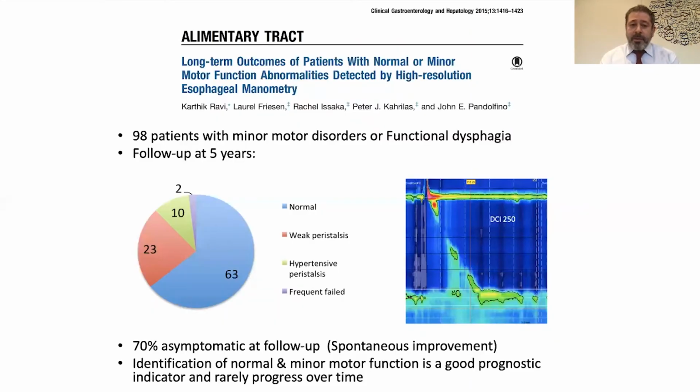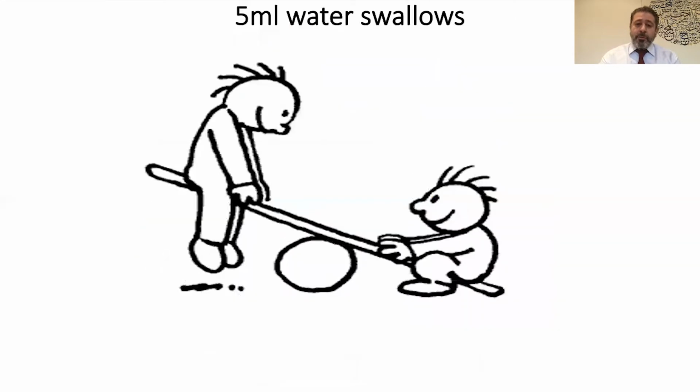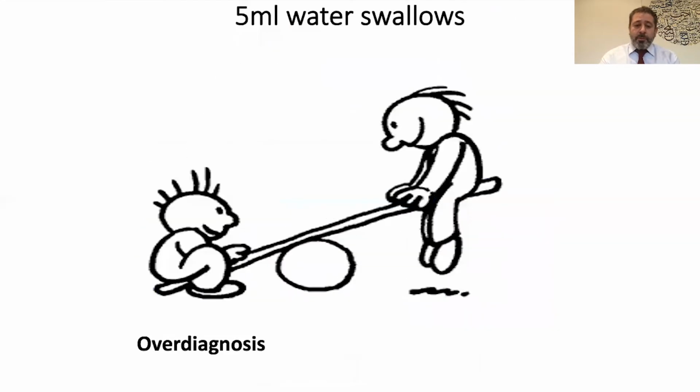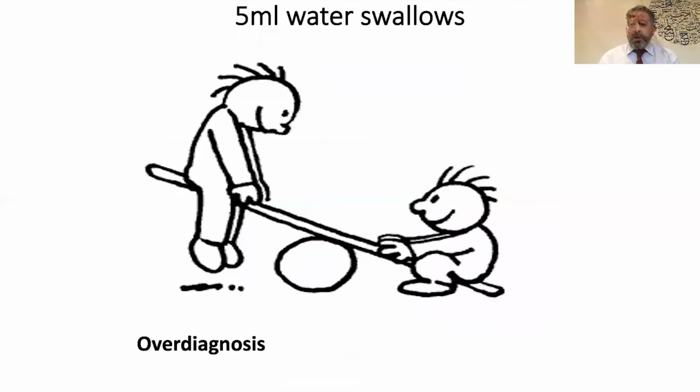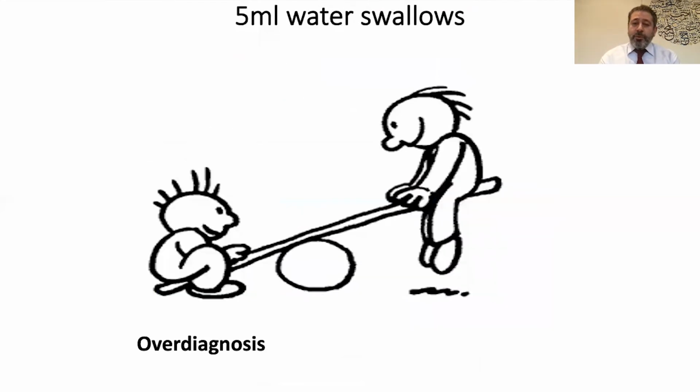And in fact, the Chicago group have already shown us that minor motor disorders commonly are a good prognostic indicator and are associated with either spontaneous resolution or a lack of progression over time. So how do we know where patients have relevant symptoms and relevant findings? We need to avoid overdiagnosis as well as underdiagnosis.